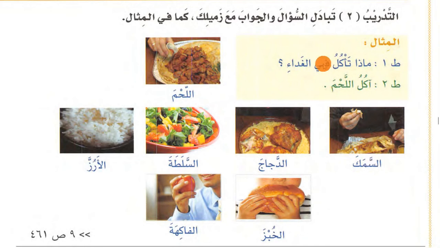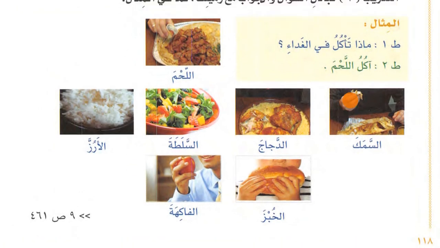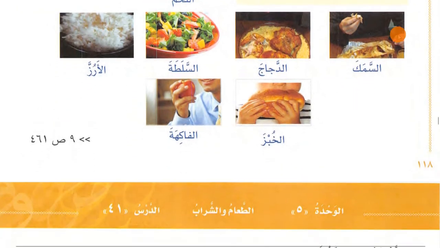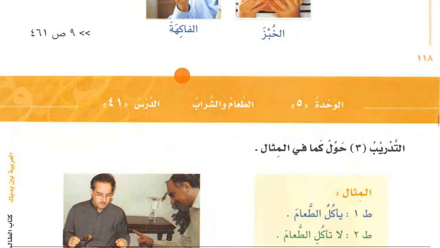Then again you need to hide the example, so you will ask him what do you eat at lunch, maza ta'kulu fil ghada. He will say akulu samak, I eat fish. Maza ta'kulu fil ghada, what do you eat at lunch? He will say akulu dajaj. Maza ta'kulu fil ghada? Akulu salata, I eat salad. In this way you will ask the questions.